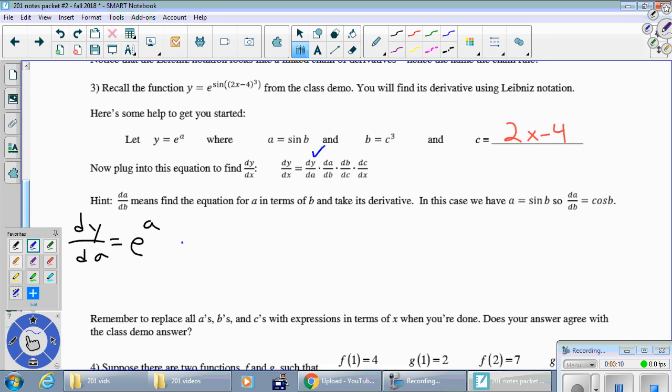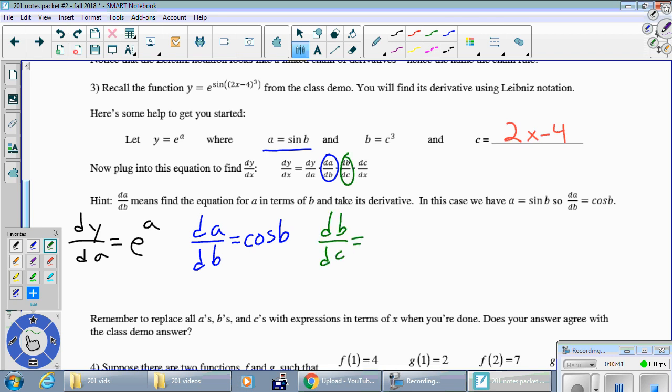Okay, next up, we're going to do this piece now. So we just did dy/da, so now we're moving over here to da/db. That says find the equation that says a equals, and take a derivative where b is the variable. There's our equation. And the derivative, so da/db says the derivative of that a equation, derivative of sine of b is cosine of b. Again, no need to do a chain rule, it's just plain b, it's just like a plain x.